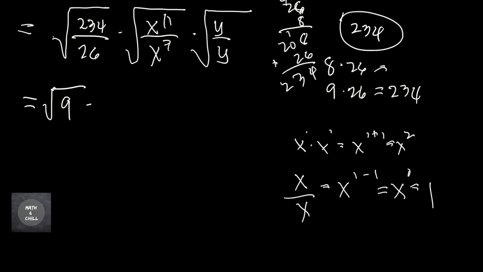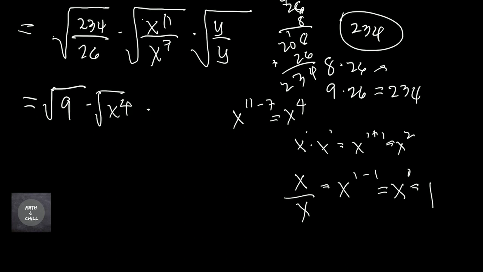So, balik na ta sa given na expression. I-divide na nato, since pareho ang iyang base, x, x og x. So, x raised to 11 divided by x raised to 7, mao na siya x raised to 11 minus 7. So, x raised to 4. So, multiplied by x raised to 4.